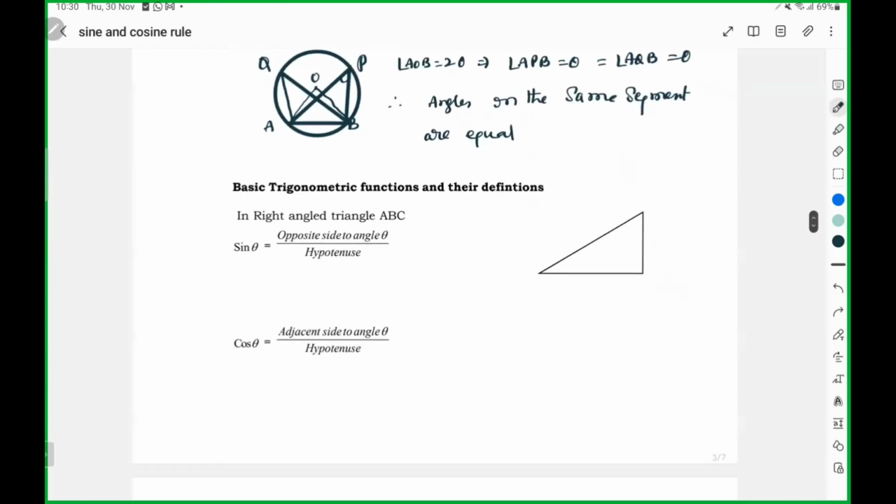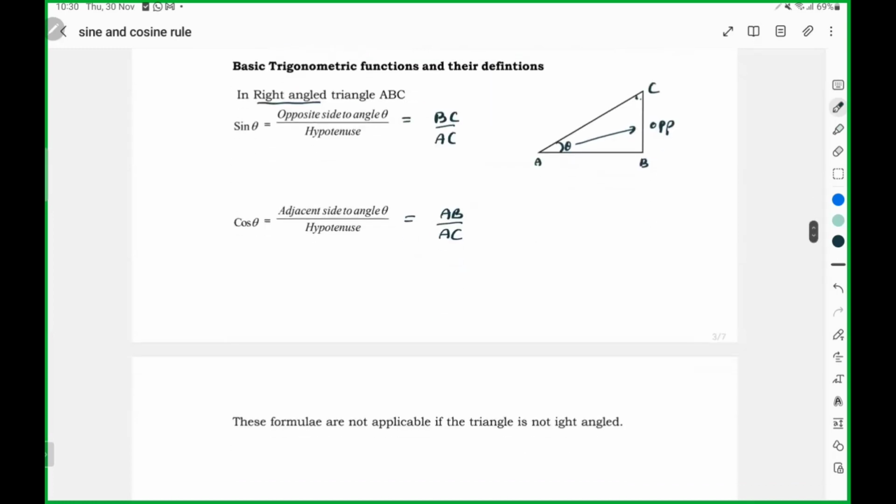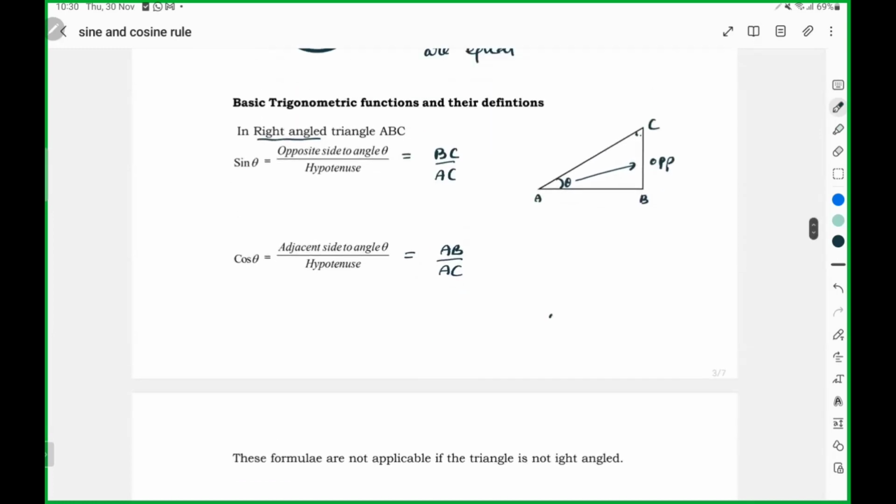So here, in right angle triangle ABC, if you fix angle as theta, this becomes opposite. If you fix this C as an angle, AB becomes opposite. But now I am fixing angle at A, cos will be adjacent by hypotenuse.